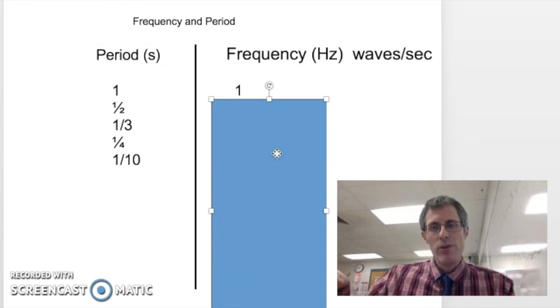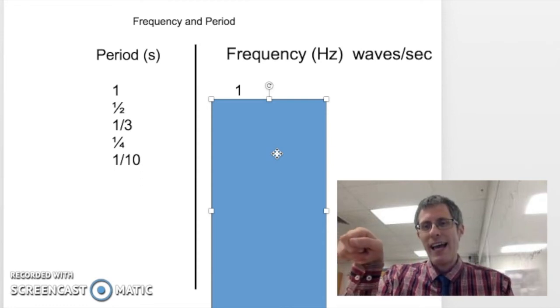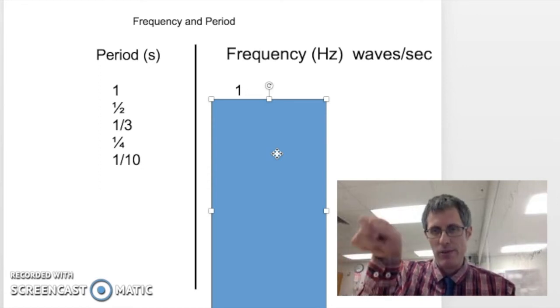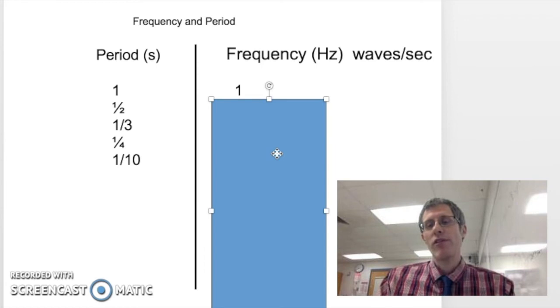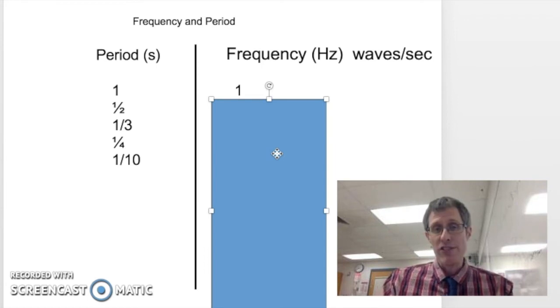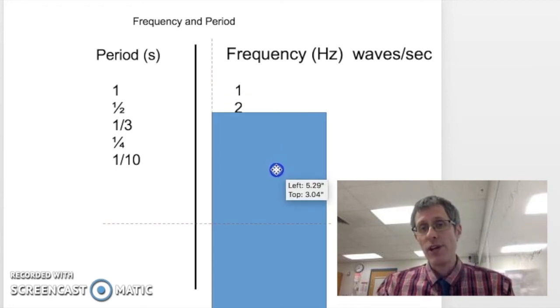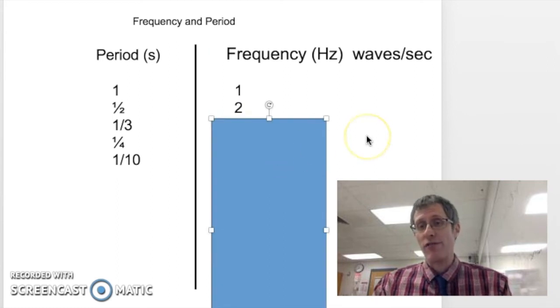But now it only takes you half a second to make a wave. So you can wiggle your hand a lot faster now. How many of those waves do you make in a full second? Well, in half a second, you make a single wave, and then in the next half second, you make another wave. A full second has passed, you have made 2 waves, so the waves have a frequency of 2 hertz.